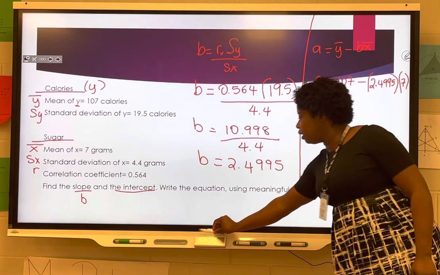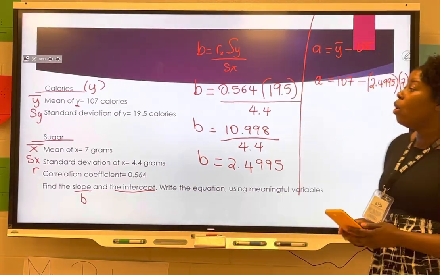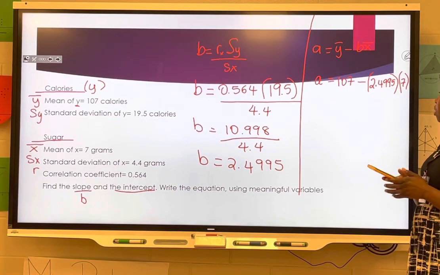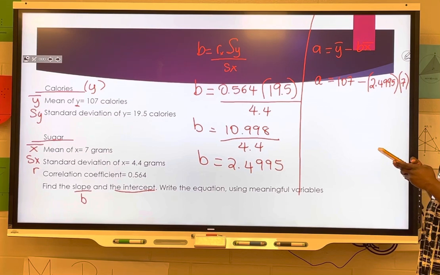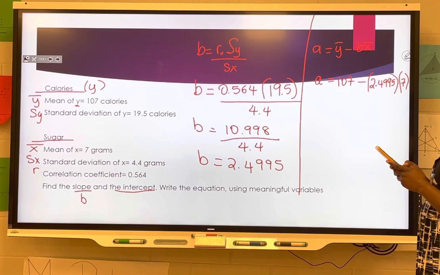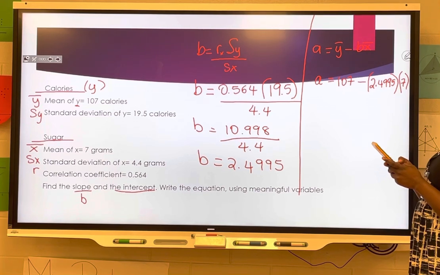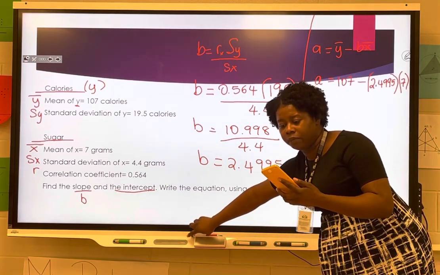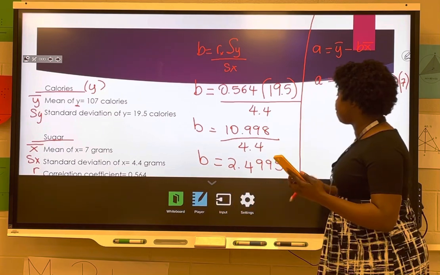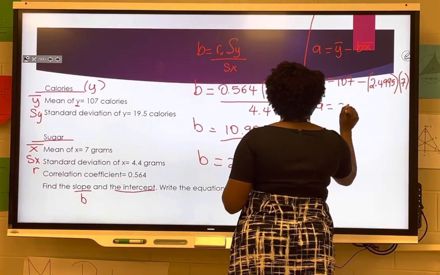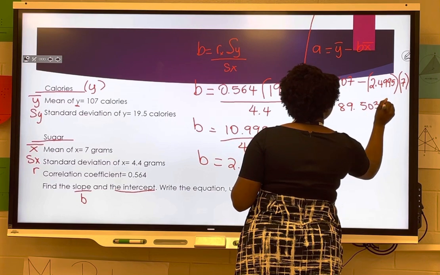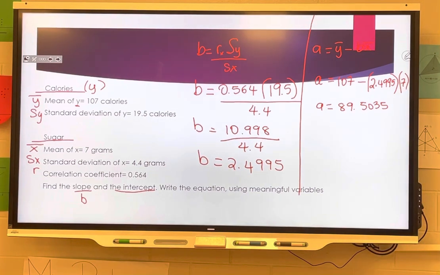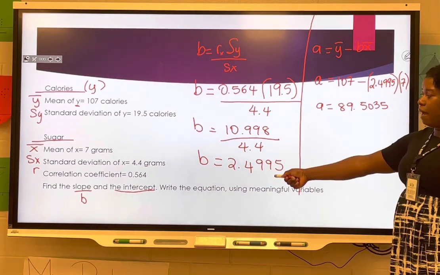If you have a calculator, you can plug everything in at the same time, or you can work it by parts by multiplying these two sections first. It's up to you how you want to do it. I'm going to put everything in the calculator at once, so it's easier for me to work instead of having to type so many things. So let's go. Here I have 89.5035 for my answer. So a is equal to 89.5035. You could round it if you want to. I'm just leaving my answer as that. Okay, so now I have my y-intercept and I have my slope.